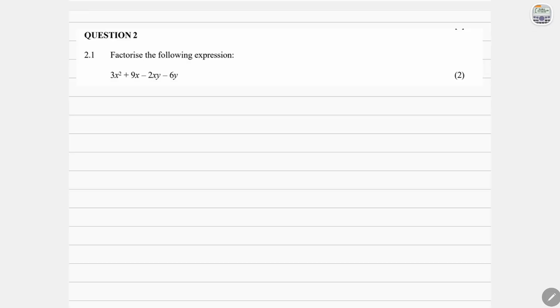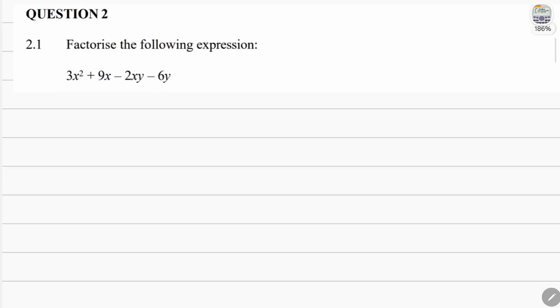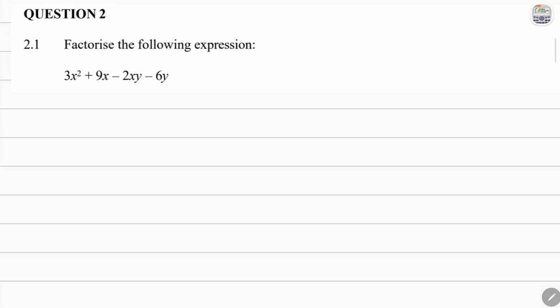Question 2.1 says factorize the following expression. And we have an expression with 4 terms, which should immediately make you think about grouping. Okay, so we can just start by grouping the first 2 together and then the last 2 together. Do you see how the first 2, they have a 3 and an x in common? Okay, so 2 things in common here. These ones have a 2 and a y in common. So we group those 2 together and then take out your common factor. So in the first and second term, we have 3 and x in common.